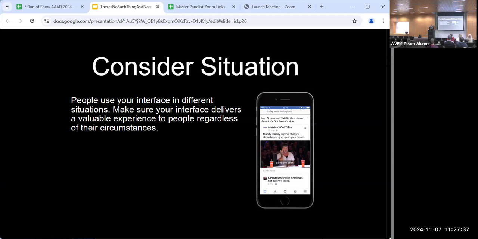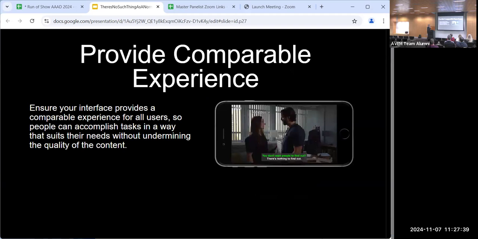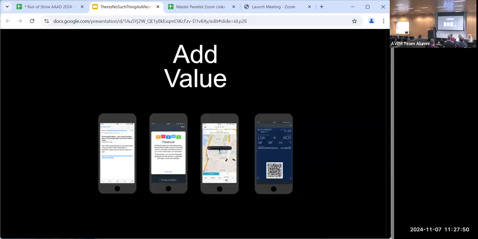That's another one. Provide comparable experiences. So ensure your user interface provides a comparable experience for all users. And again, it's pretty similar as before. Another one is add value. These are old examples, but it's really cool the way that, from your confirmation email from your flight, you can also add that to your Apple Wallet or your Passbook on Android or whatever it is, and so on and so forth.